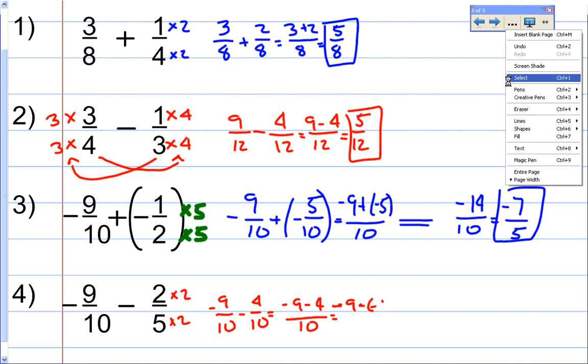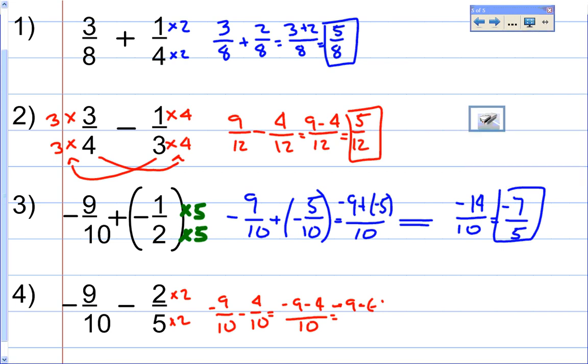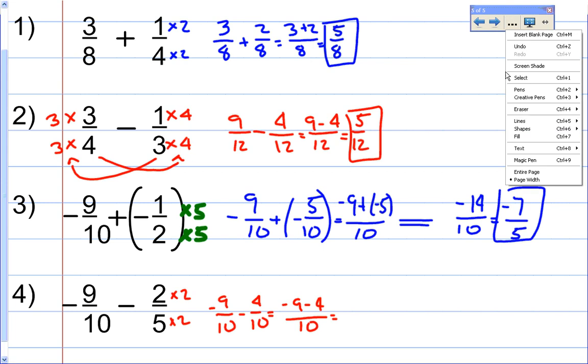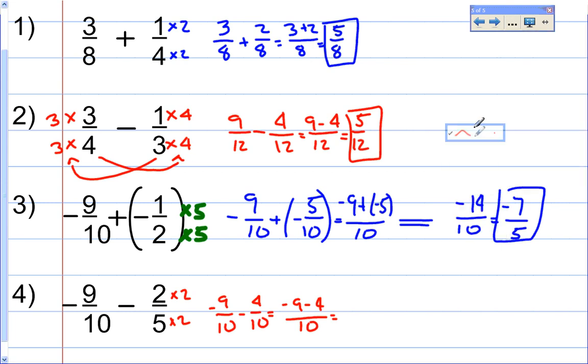Sorry. See, even the teacher makes mistakes sometimes. Let's do this again. Negative 9 minus 4. Keep it, change it. So keep the negative 9, change the minus to plus, change the 4 to negative. Over 10 equals negative 9 plus negative 4 is negative 13 over 10.